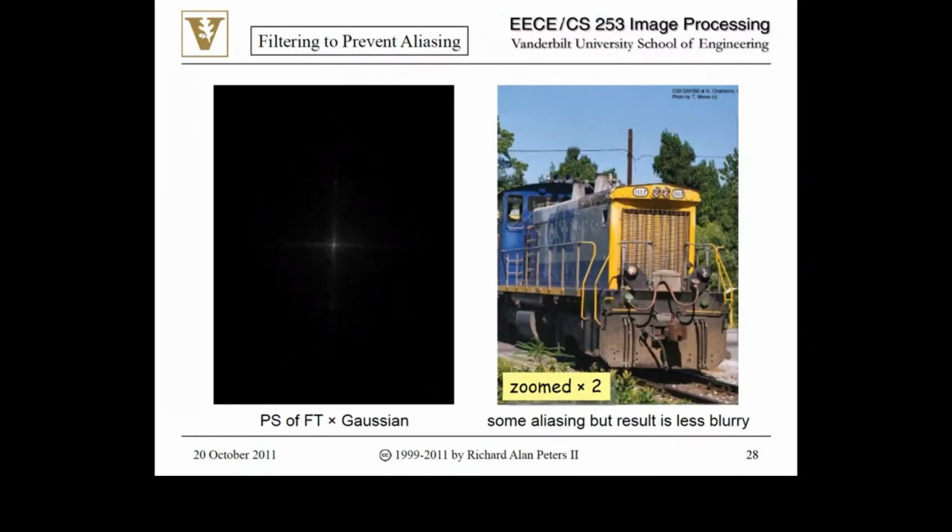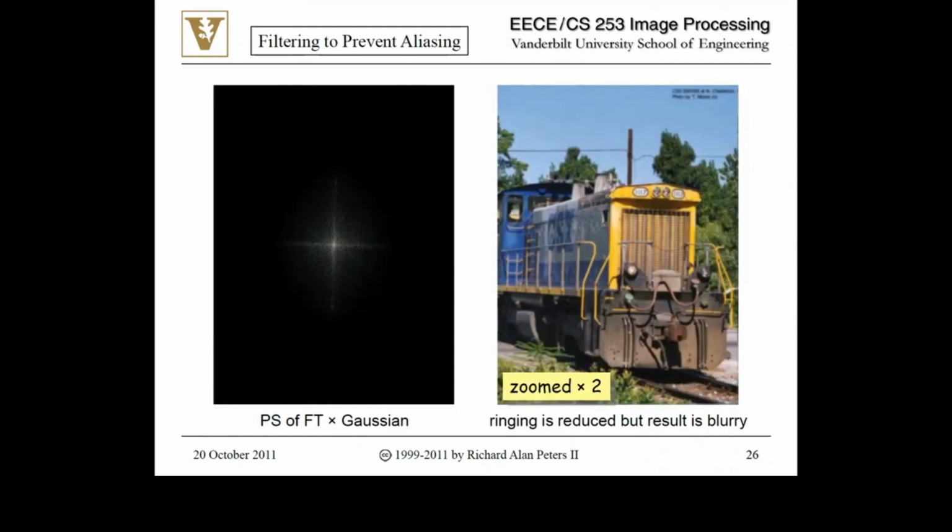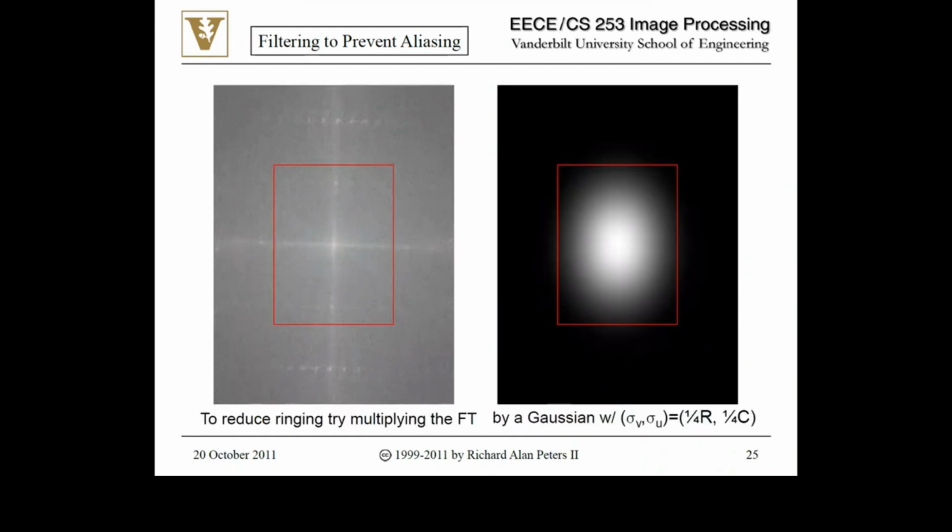We know there is a little bit of aliasing because we have used this Gaussian, and it never goes to zero.